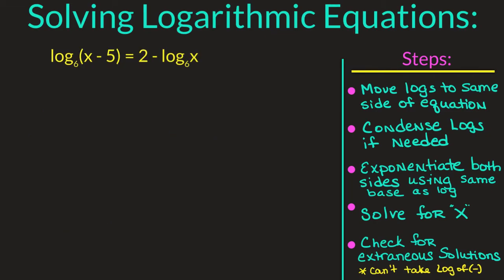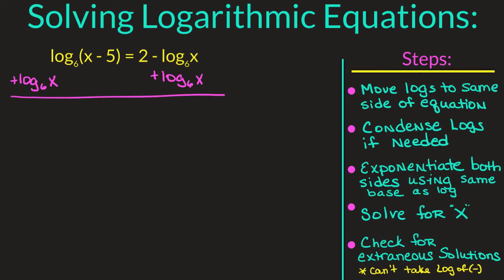So on our next example, we have log base 6 of x minus 5 equals 2 minus log base 6 of x. In this one, our first step says that we need to make sure our logs are on the same side of the equation. In this case, it is not. We need to move one of the logs to the other side. I'm going to move the log base 6 of x. So I'm going to add log base 6 of x to both sides. You can only do this when the bases are the same.